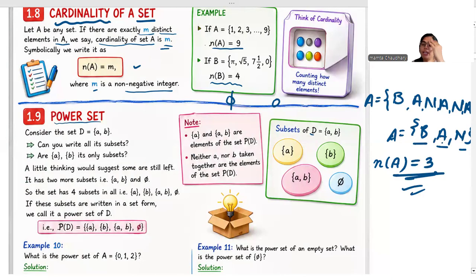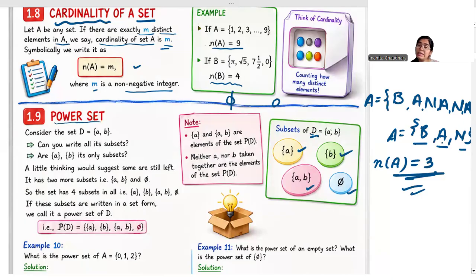Now, with its elements, we have to form different subsets. So how can we form? We can take A and form a set. We can take B, and form another set. We can take A, B together. This is also its subset. Or phi. Phi is a subset of any set. So with the elements of this set D, we can make 4 subsets.